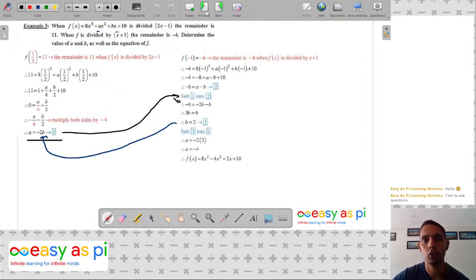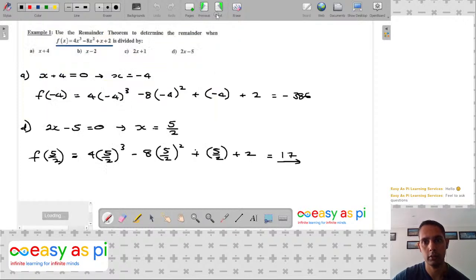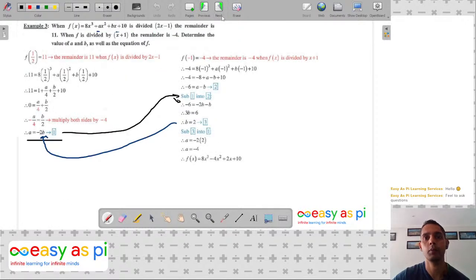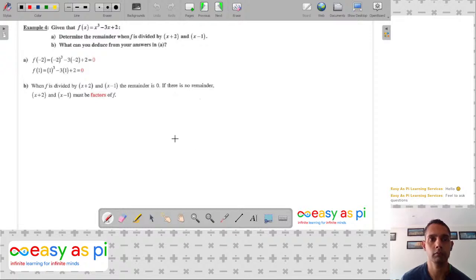Now, if I go to the definition of a factor, the factor theorem states that if f of x is a polynomial, much like this, and ax plus b is a factor, then f at minus b over a would be 0. What does this tell me? When I'm getting 0 here, this suggests that this and that are factors, because I'm getting 0. And that is the only difference between the remainder and factor theorem. Okay, so now moving on.